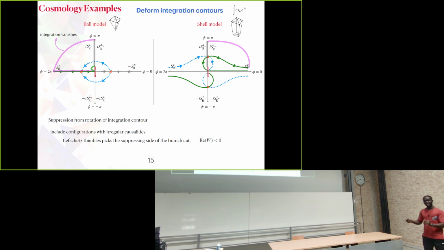So that's the main message I wanted to tell you: if you follow the Picard-Lefschetz procedure, it always picks you to the side where these irregular configurations are suppressed. And so the main point is that you can therefore include these kinds of configurations in the path integral, and if you follow this method, it will not cause any problem. Okay, so that's the main message I wanted to tell you.